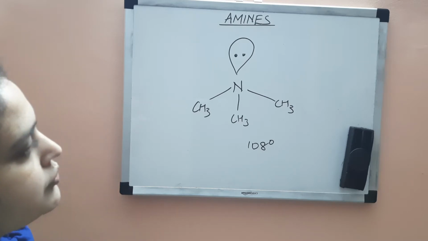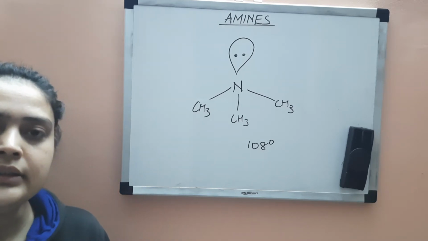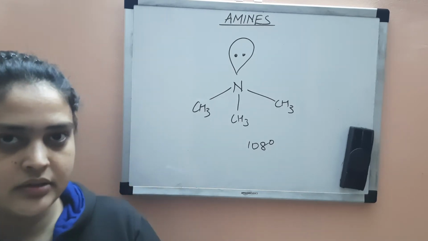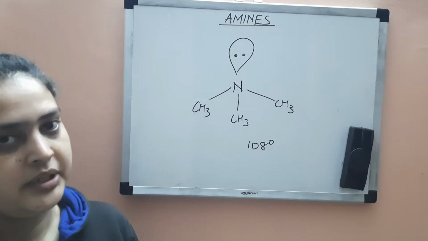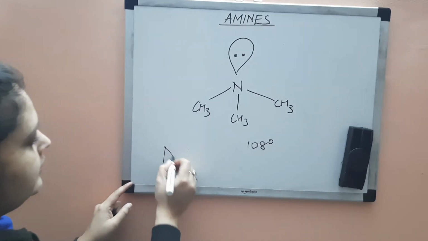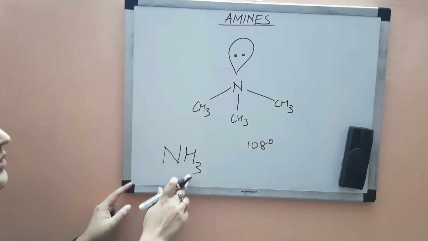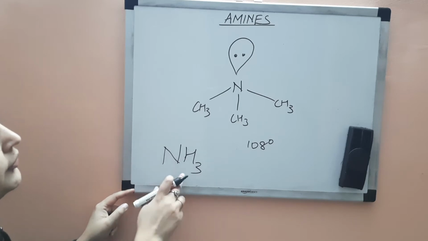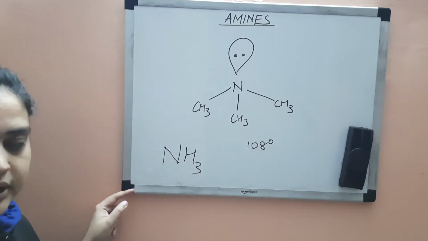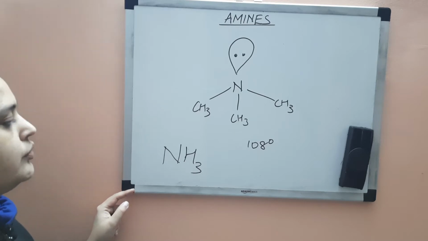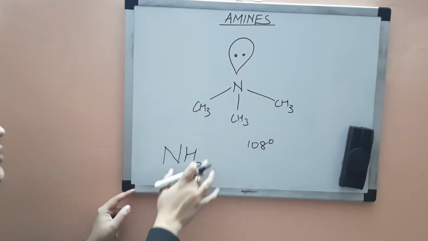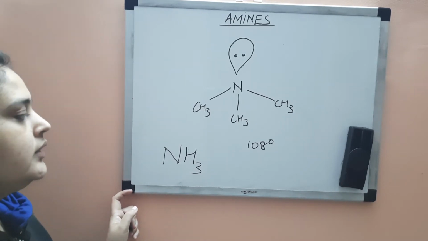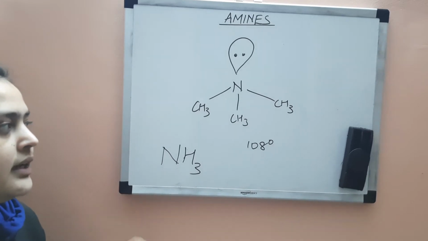Now let us move to its classification. So what is the classification? It can be divided into primary, secondary and tertiary based on the number of hydrogen atoms replaced. If you take ammonia, that is NH3, and replace one hydrogen with an alkyl or aryl group, then it is a primary amine. If you replace two hydrogen atoms of ammonia with alkyl or aryl groups, then it is a secondary amine. If you replace three hydrogen atoms of ammonia with alkyl or aryl groups, you will get a tertiary amine. So this is the classification.